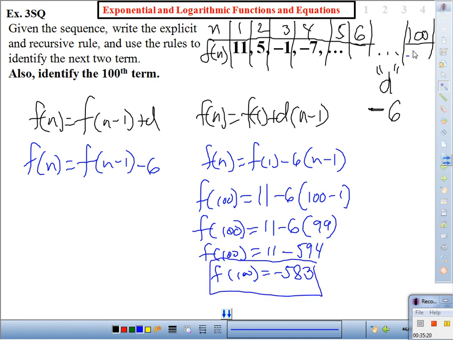This is negative 583. So you're going to have to start making some of those decisions when they ask you to find this extreme number way out there, which rule you're going to use, either recursive or explicit. Right, Allie? Let's go.